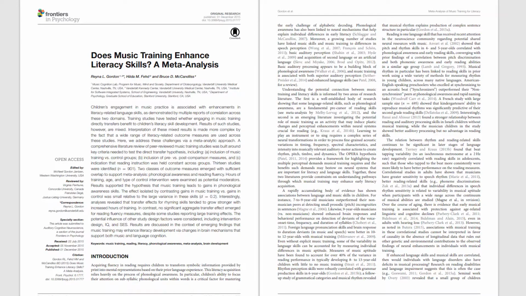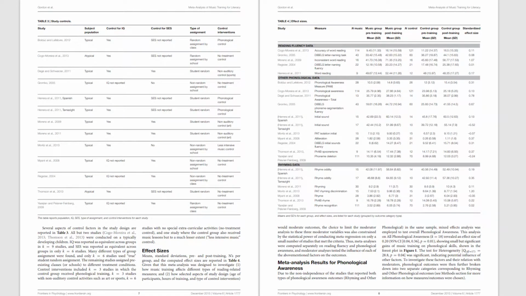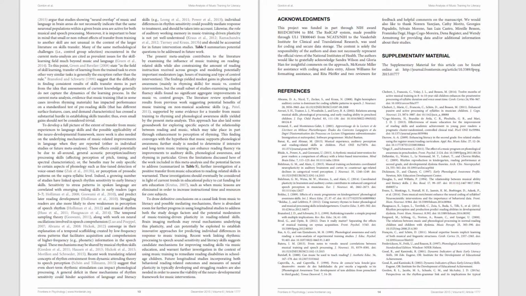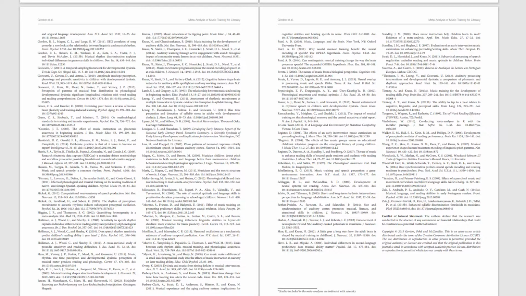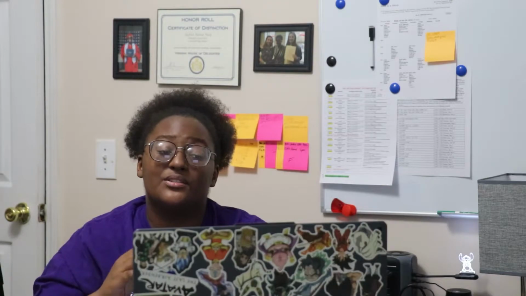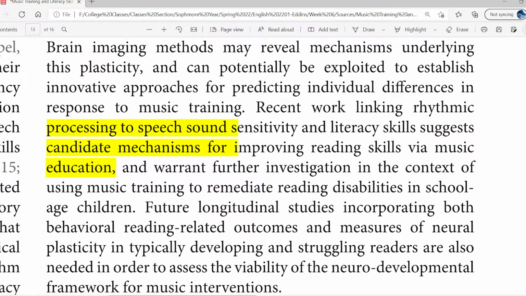This source talks about the possible effects learning an instrument can have on literary skills. So I'm not going to make you read this entire source because it is way too long to read right now, so I'll link it in the description. In short, this source analyzes the experiment the authors used, and it shows that there can be a link between rhythmic processing, speech sound sensitivity, and literary skills, which suggests candidate mechanisms for improving reading skills via music education.